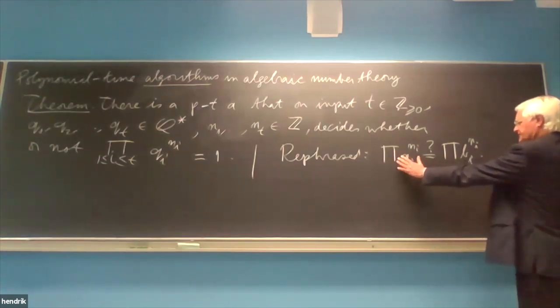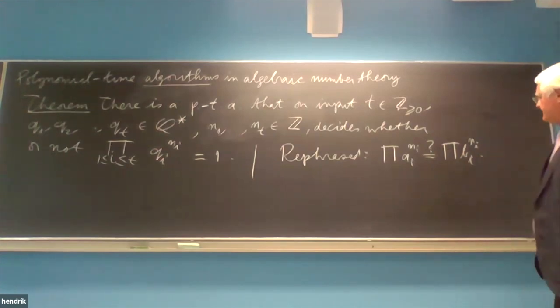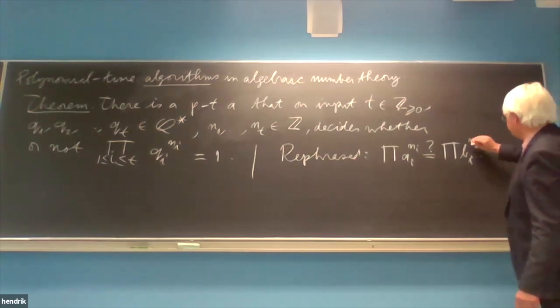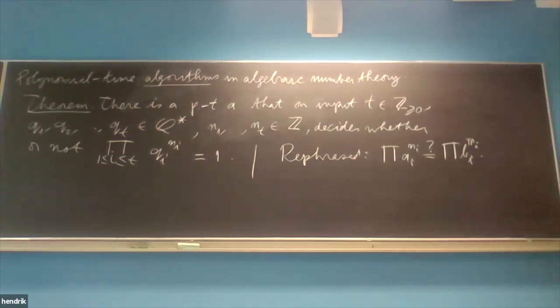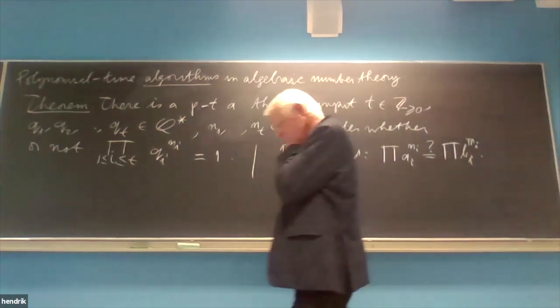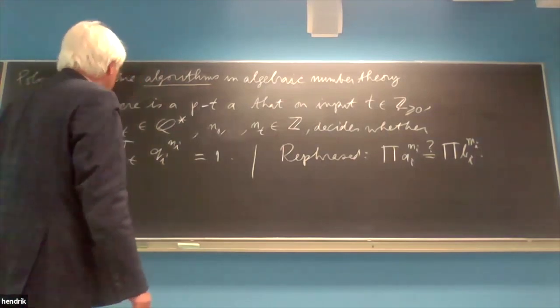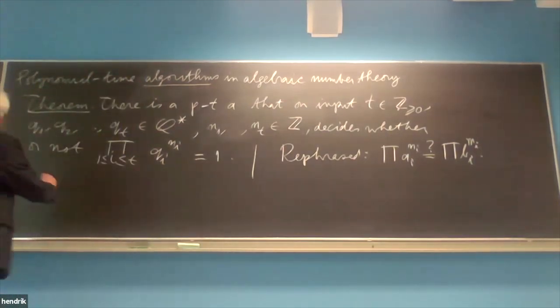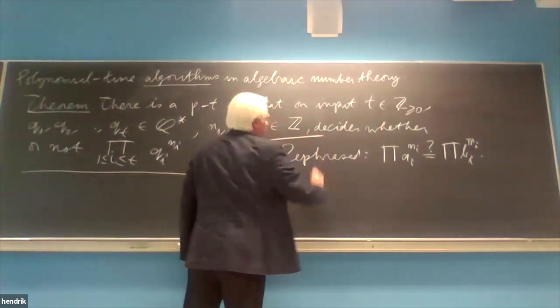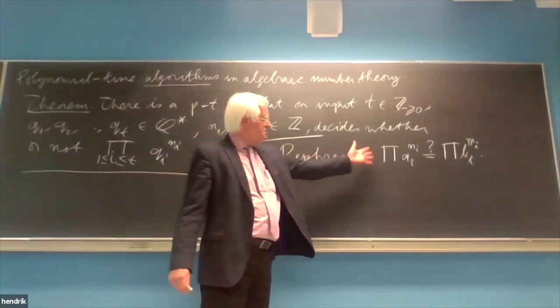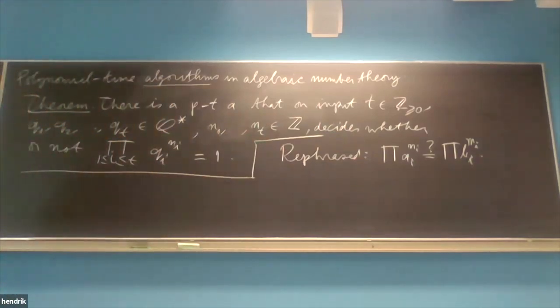So here, all these ai and bi, they are positive integers. The ni, they may still be negative, but you can shuffle a little bit and make them positive, and then maybe you get different exponents. Let me write an mi here. And the question is, how do I decide whether two power products of positive integers are equal to each other? And let me just tell you a few possible approaches to the proof of this theorem, in other words, to a description of an algorithm that would do such a thing.